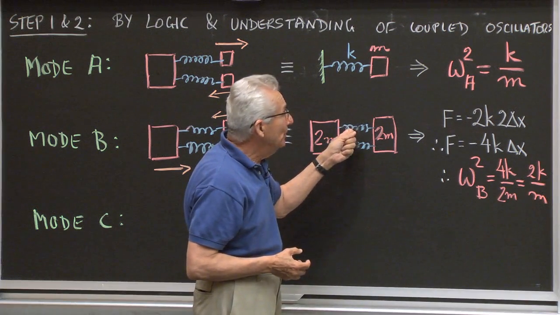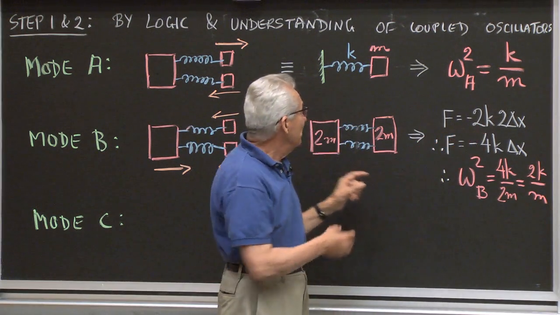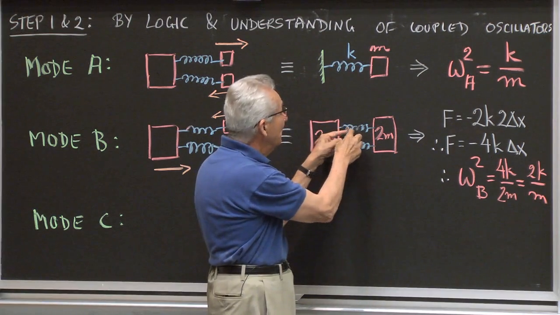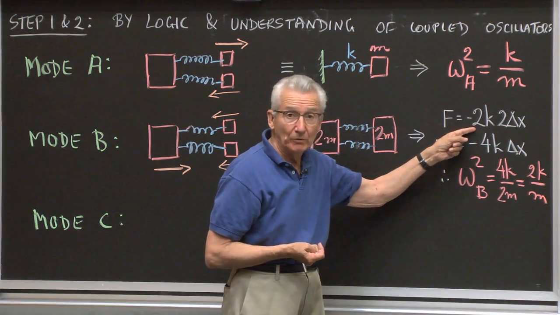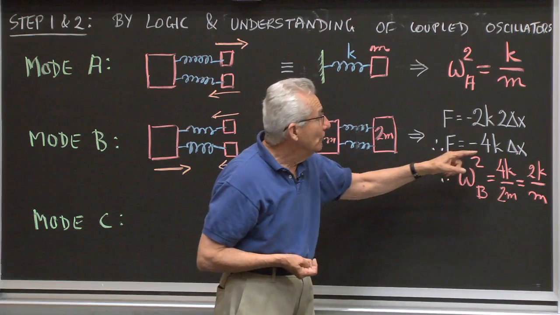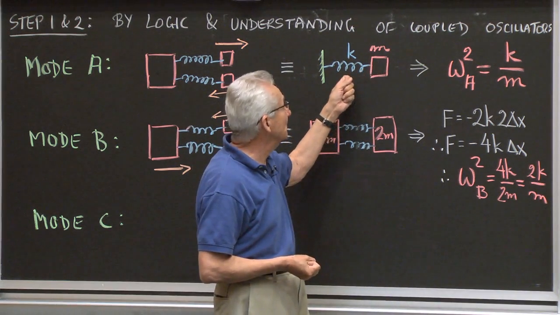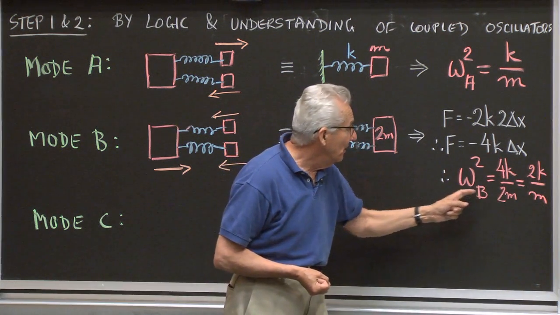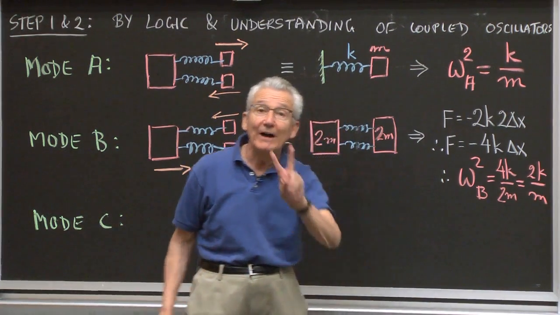Well, each one has a spring constant k. There are 2 of them, so that's 2k. Although this mass has been moved by dx, and this by dx, the springs have been extended by twice dx, so it's 2 dx. So that's the total restoring force by Hooke's law, which is equal to minus 4k dx, all right? And so this will behave like a single mass with a single spring, where the spring has a spring constant 4k, the mass is 2m, and so the angular frequency of this mode is the square root of 2k over m. So we found 2 of them.